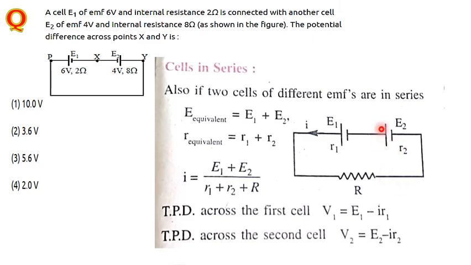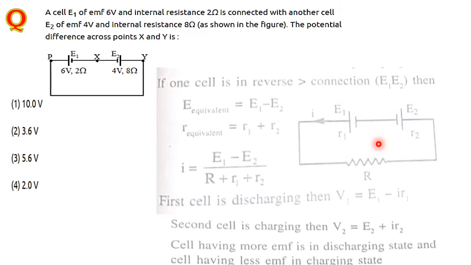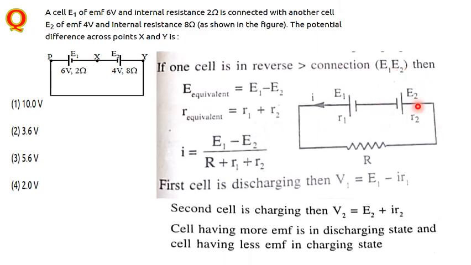Suppose the next case, if this battery has been reversed. In this case, how will it work? See here, this battery has been reversed. For this one, E1 minus E2 is the potential, but the resistance will be in series. This potential has been reversed, similar to this concept. You just go through this diagram and this diagram, and a small change is only going to change the formula. The first cell is discharging, and the second cell is charging.